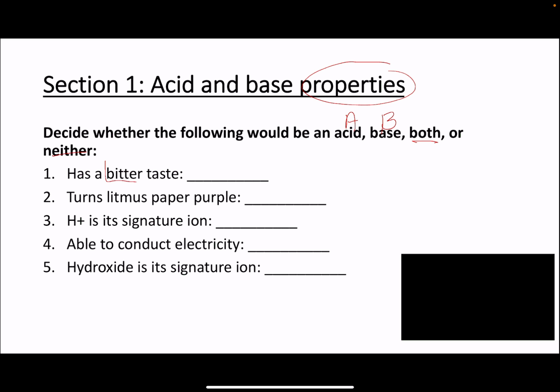It has a bitter taste, so bitter is going to be our B for our base. Litmus purple. So if you remember, litmus can show acids as red, bases as blue. Purple is not a color, so this would be neither. H plus is its signature ion, so remember if it has H in the front, it would be an acid.